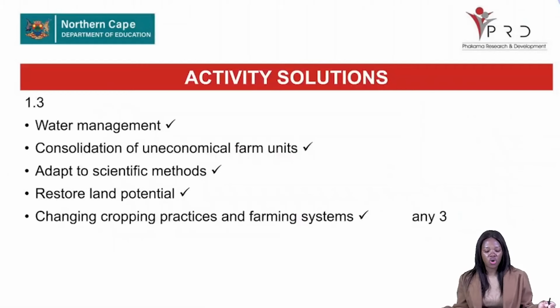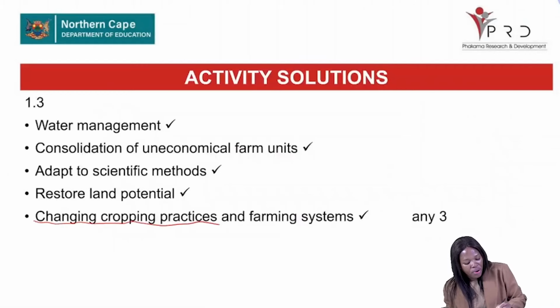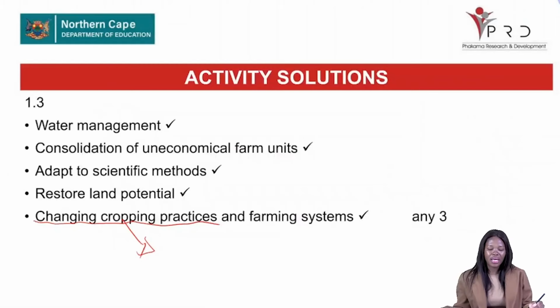The last one, changing cropping practices and farming systems. When it comes to changing cropping practices and farming systems, we speak of crop production. Remember, we said you don't have to use monocropping, but rather you can apply crop rotation or intercropping just to increase productivity. And also to reduce overgrazing, you can apply rotational grazing, where a farm may be divided into 4 camps, and farm animals are allowed to graze on a single camp. Then in the next season, they move on to the next camp.